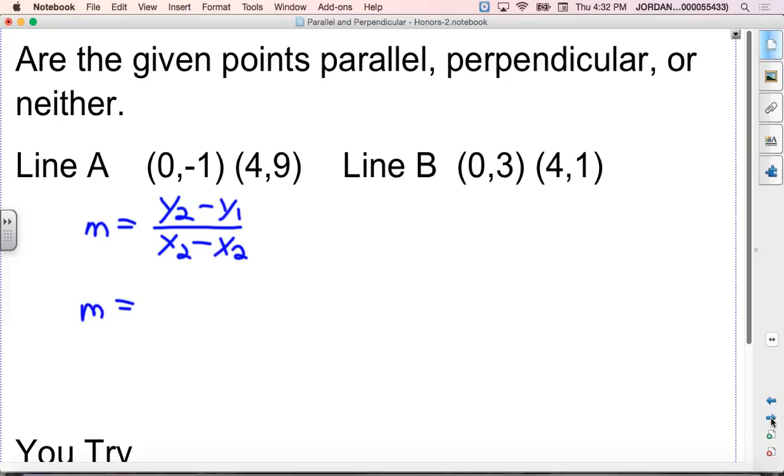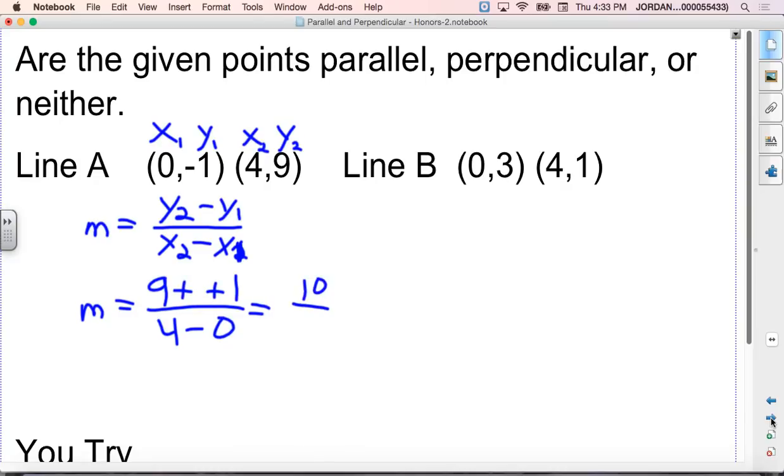Okay, so we take y2. We can label these points with x's and y's. We can call the first point 1's and the second point the 2's. So y2 minus y1, 9 minus y1 is negative 1, so we put a minus 1 in there. And then x2, which is 4, subtract, sorry, that should be a 1 right here. x2 minus x1, which is 0. So we get 9 minus a minus. Minus a minus is really adding a positive. So that's 10 over 4 minus 0 is 4. But you got to reduce your fraction. So 10 over 4 is 5 over 2.